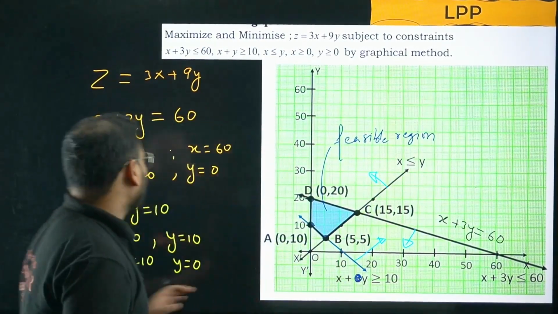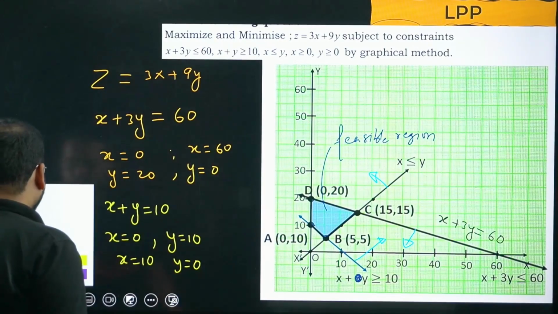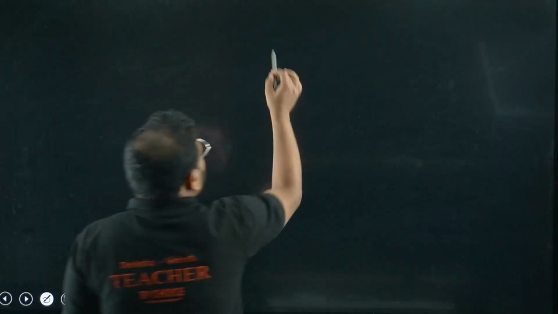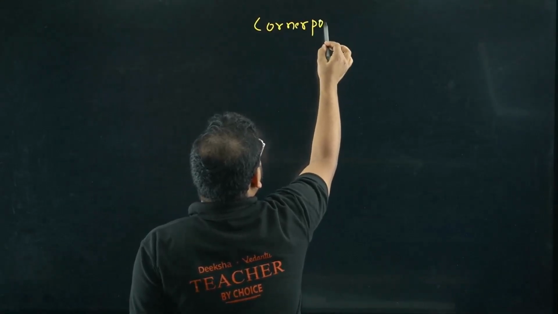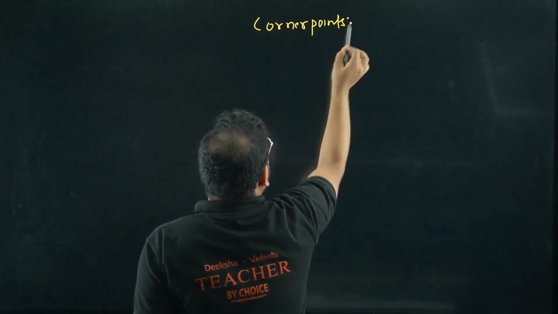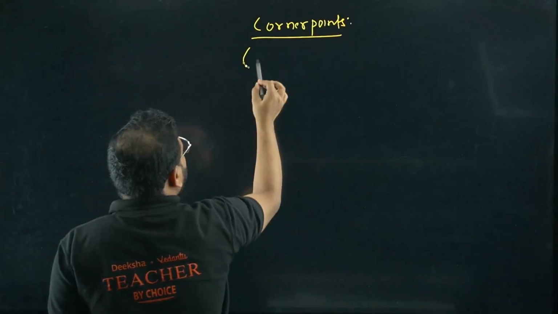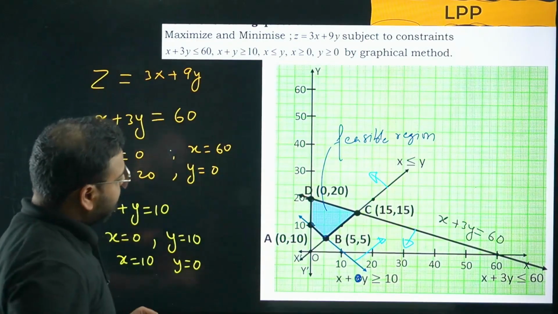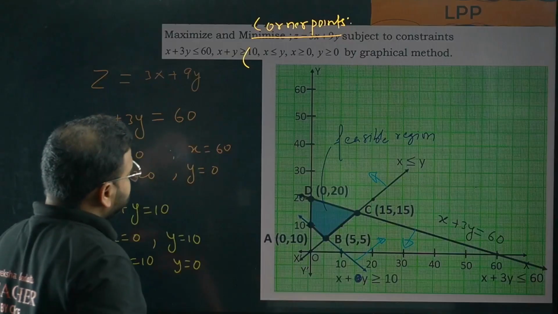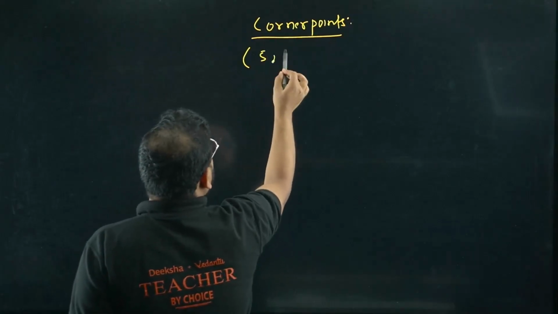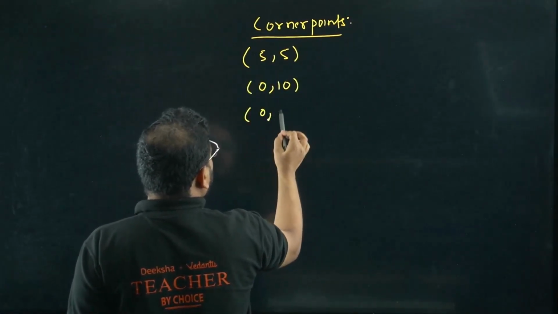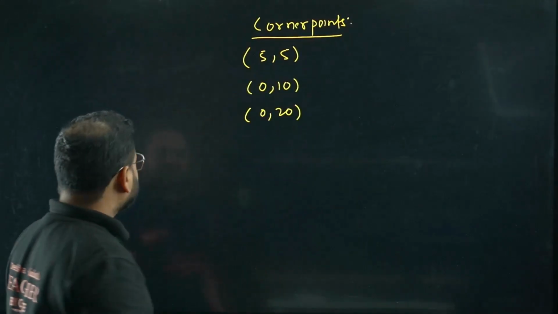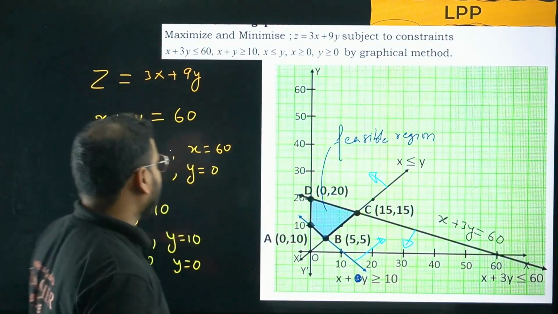So you have 4 coordinate points. I'll list all the corner points here: (5, 5), (0, 10), (0, 20), and (15, 15).